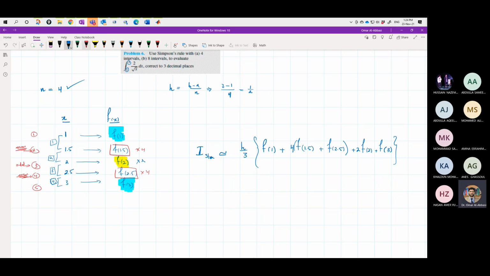Okay, so basically, guys, that is the function evaluated at the first limit, the function evaluated at the last limit, and here are 4 times the function evaluated at the even points, and here is 2 times the function evaluated at the odd points. Is that clear?